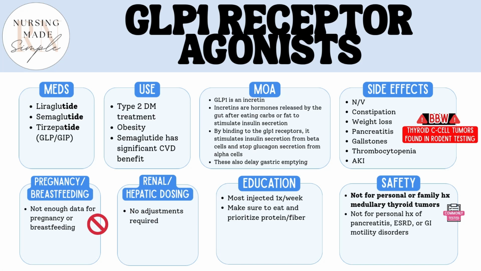These are pretty commonly tolerated. Most common side effects are going to be nausea and vomiting, especially with dosage increases, constipation, because, like I said, everything is moving slower through the GI system, weight loss, pancreatitis, gallstones, thrombocytopenia, or acute kidney injury. These do have a black box warning for thyroid C-cell tumors found in rodent testing. To my knowledge, there has been no finding of this in humans. However, there was a finding of this in some animal studies. So what we do for this is we avoid these medications in patients who have a family history of these thyroid tumors.